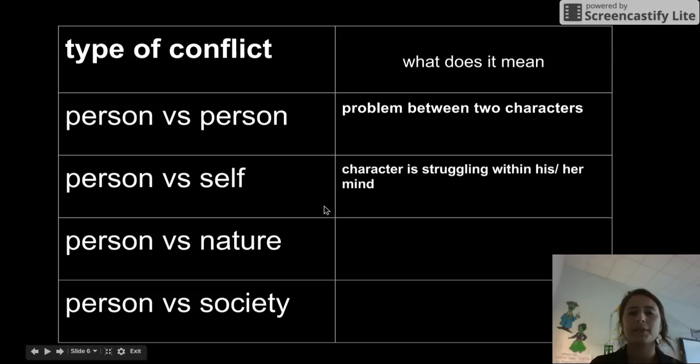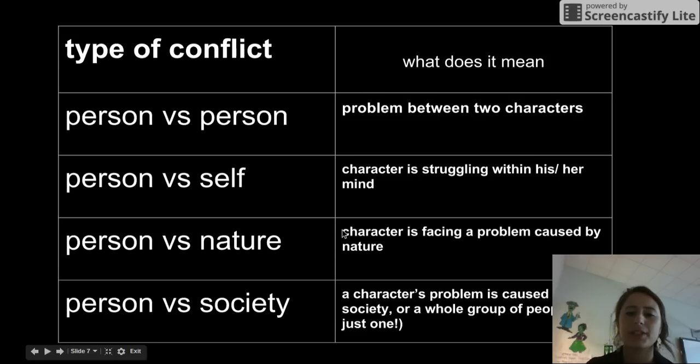But person versus self is when a character is struggling within his or her own mind. If you ever are just battling with your own emotions, if you're upset, if you feel insecure, this is person versus self. If you feel really worried about something, those are sometimes battles that you're having with yourself. So that is person versus self.